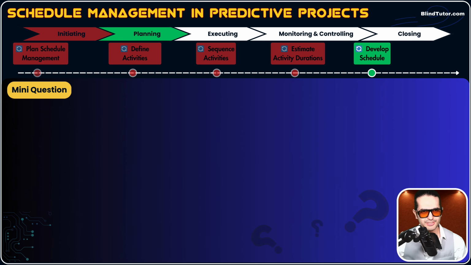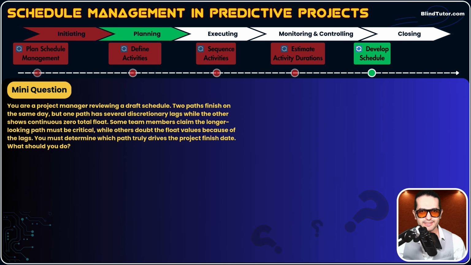Mini question. You are a project manager reviewing a draft schedule. Two paths finish on the same day, but one path has several discretionary lags while the other shows continuous 0 total float. Some team members claim the longer looking path must be critical, while others doubt the float values because of the lags. You must determine which path truly drives the project finish date.